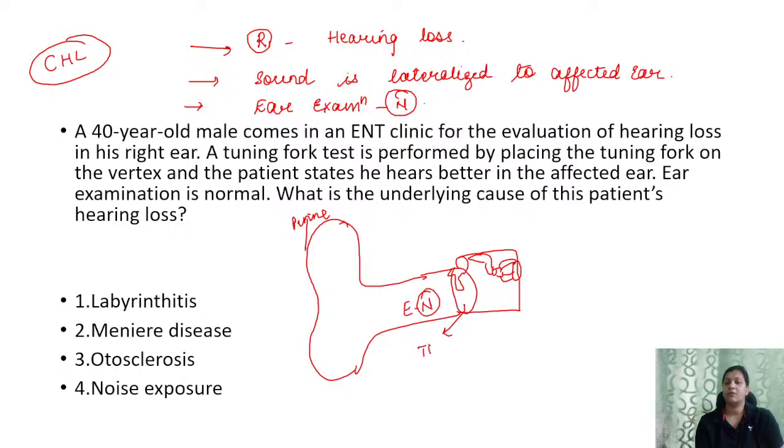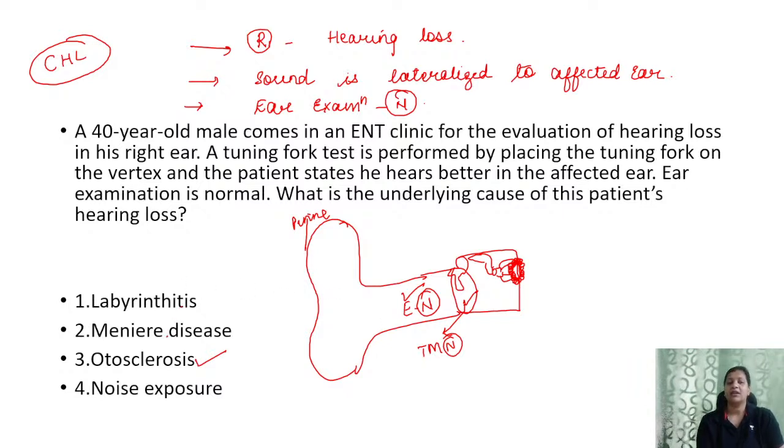So ear is normal, tympanic membrane is normal. Then where is the pathology? The pathology can be here in the foot plate of the stapes. And if there is fixation of the foot plate of stapes, we call that condition otosclerosis. So otosclerosis is the condition where the patient can have conductive hearing loss, sound getting lateralized towards the same ear, and tympanic membrane and external auditory canal examination will be normal.